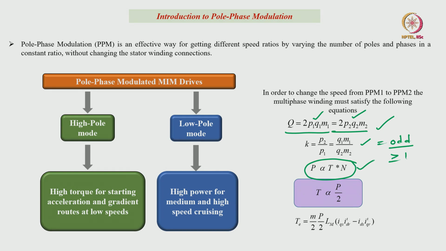Output power is equal to torque into speed, and with respect to the machine modeling equations, torque is directly proportional to the number of poles. So, if we change the number of poles, if P is high, that is high poles, then that mode we will utilize for high torque, for starting acceleration as well as gradient routes at low speed application. And next, if poles are fewer, that particular mode we will utilize to achieve high speed cruising.